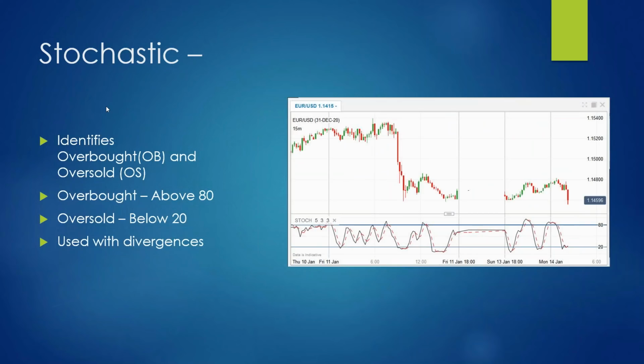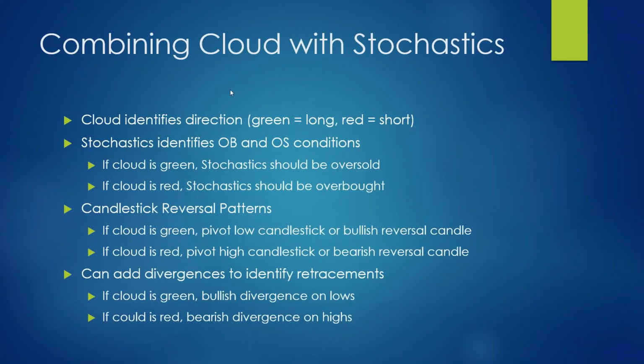Now, the stochastics identifies overbought and oversold. Overbought is anything above 80. Oversold is anything below 20. You can also use this with divergences if you know divergence. For example, you could identify trend divergence or hidden divergence. Okay? So what we're going to do is we're going to combine the cloud with the stochastics.